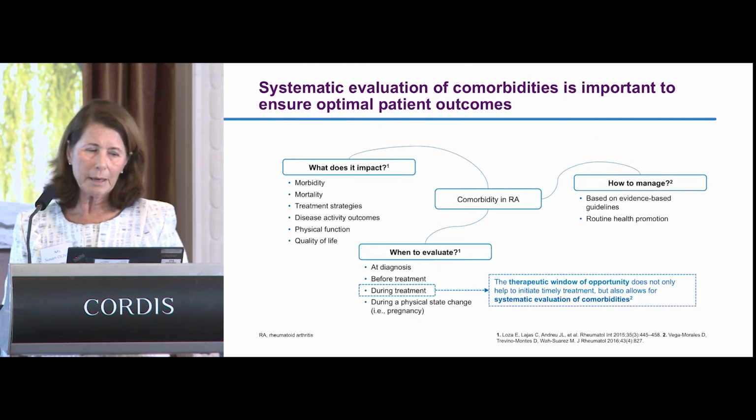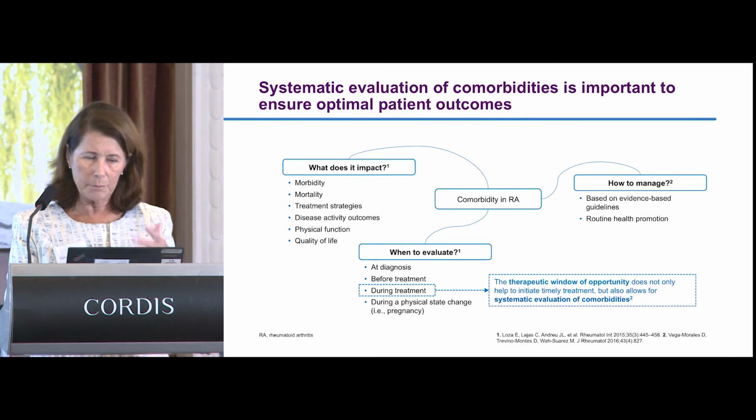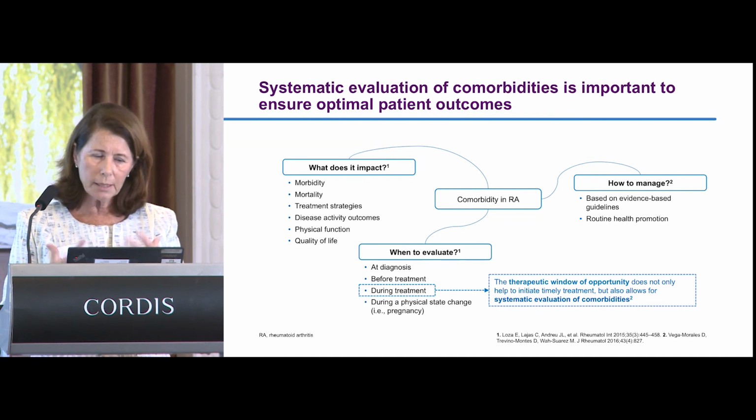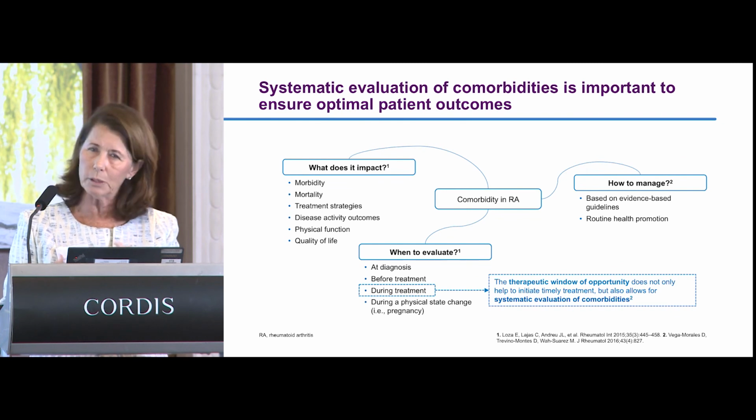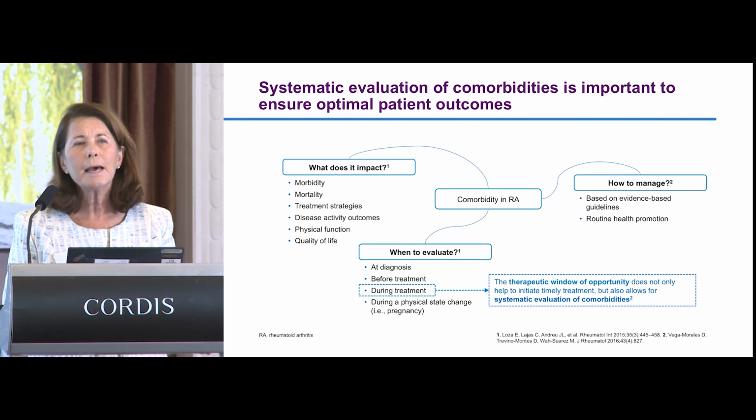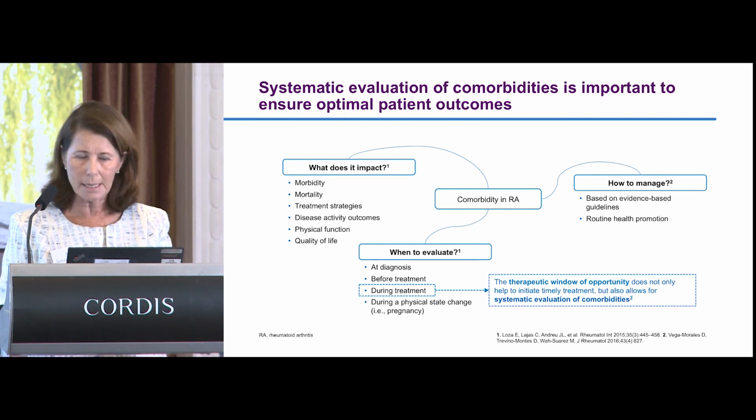So when we're thinking about this, we need to think about the morbidity or mortality, how they impact on that person individually and their quality of life. We need to understand how to evaluate and to take into account the comorbidities when we're looking at treating them for their window of opportunity. And we need to manage them based upon evidence-based guidelines.